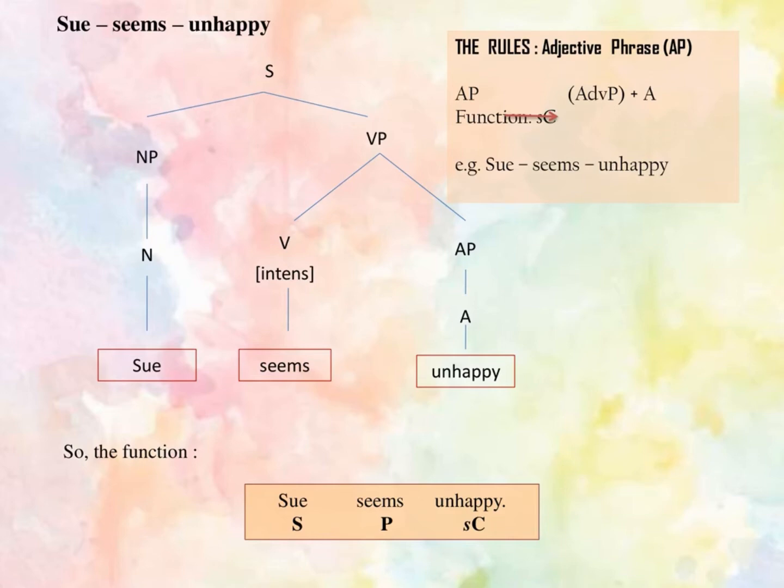And then we specify NP or noun phrase into N or noun as in Sue. We go to VP. Here, we divide VP into two parts, V or verb and AP or adjective phrase. So, V or verb as in seems and AP or adjective phrase into A or adjective as in unhappy. So, the function of the sentence is Sue as a subject, seems as a predicate, unhappy as a subject complement.